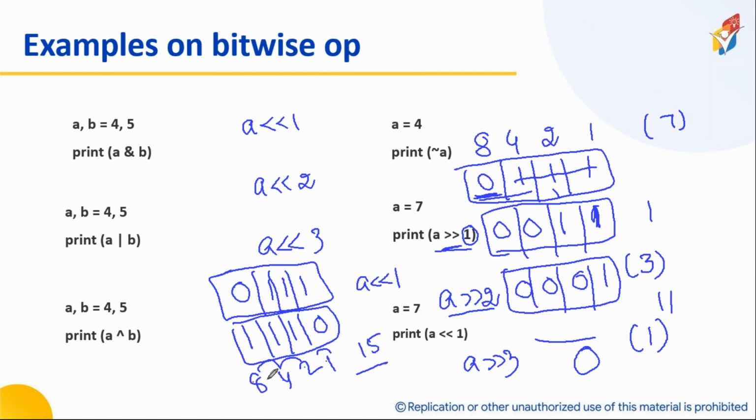1, 2, 4, 8. Sorry, this is 0. You cannot convert. 8 plus 4, 12. 12 plus 2, 14. That's it. Is it okay?